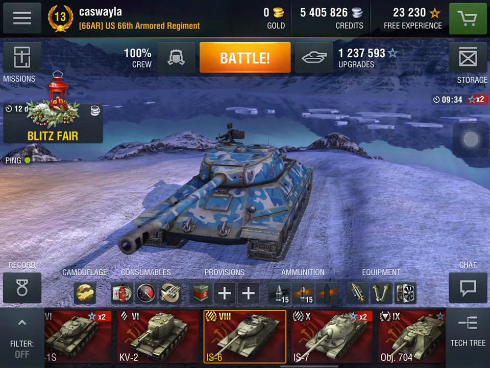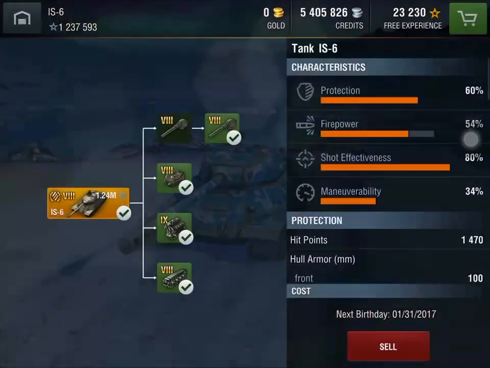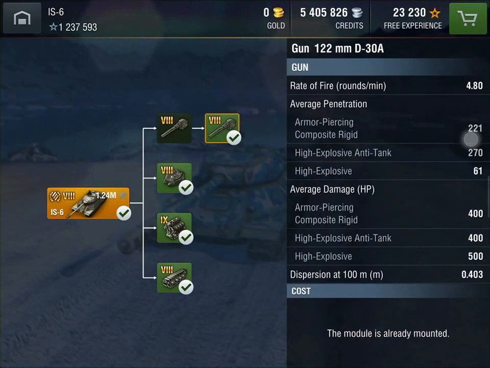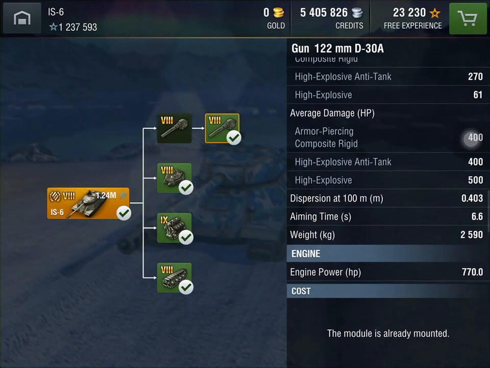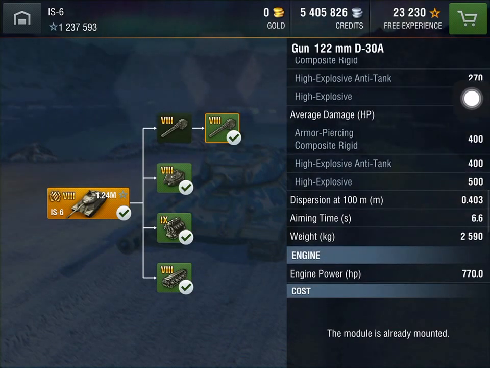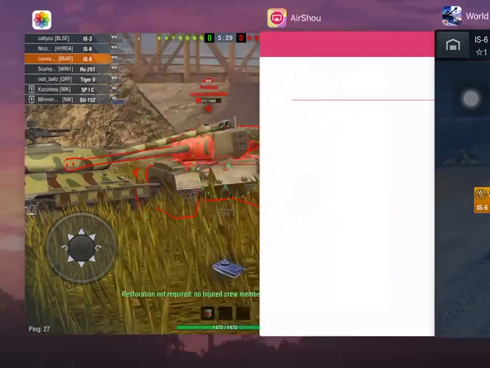Today we're going to talk a little about gun dispersion and aiming time. So if I'm looking at a gun and I see the stat of .400 dispersion at 100 meters, what does that mean? Gun dispersion is basically when you're looking at that little circle, and I pulled up a picture of one. Gun dispersion is this little circle that you see whenever you're aimed at another tank.